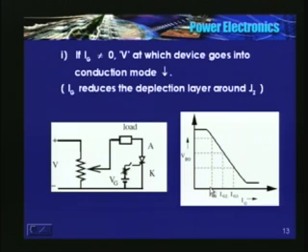Above a certain value, this VBO, or voltage at which the device goes into conduction mode, reduces. So it goes on reducing for Ig2, Ig3. Okay. Why? It's because the gate current reduces the depletion layer around J2. I'll repeat. The gate current reduces the depletion layer around the junction J2.